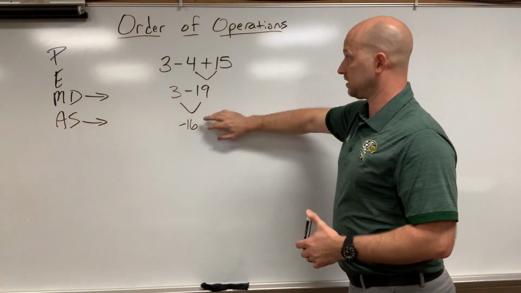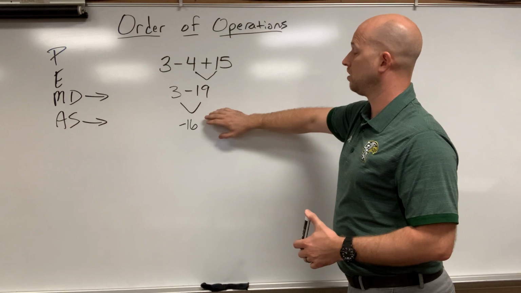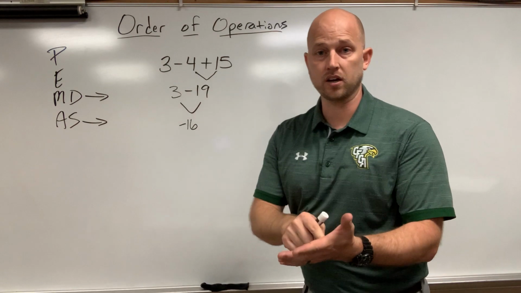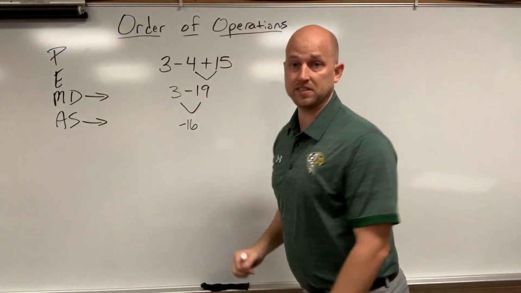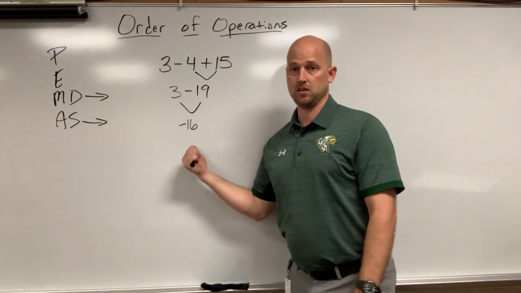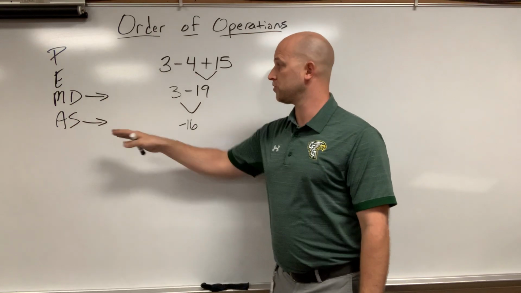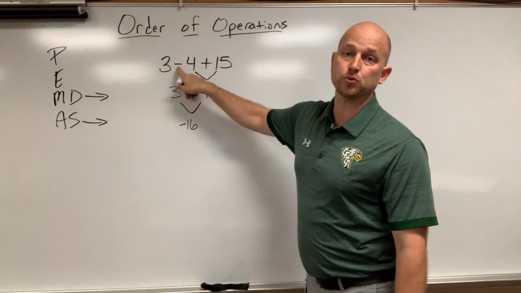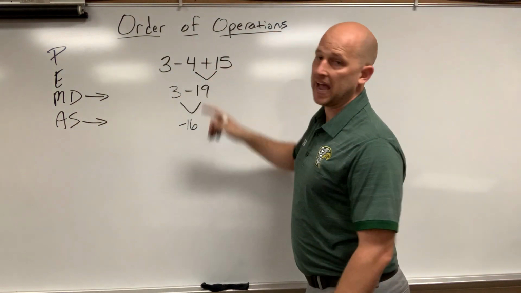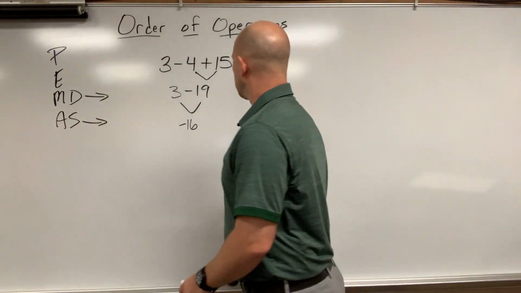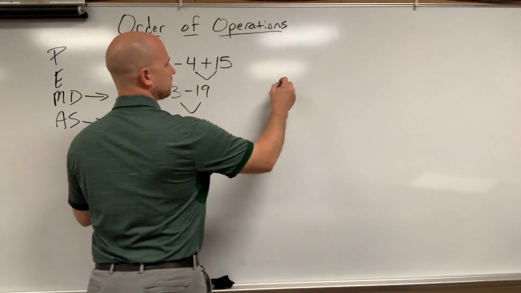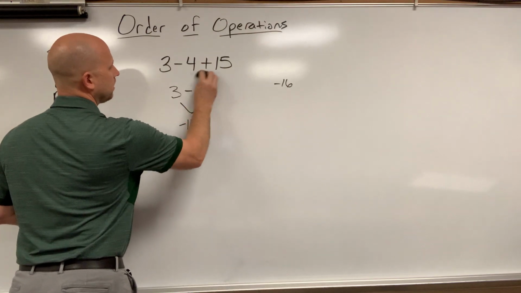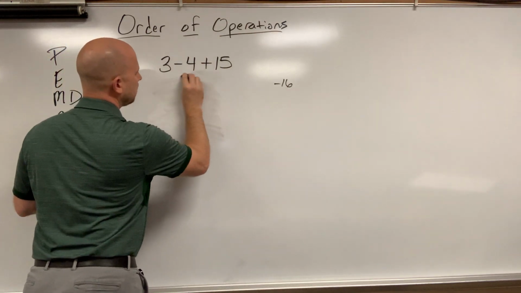Now, this is not the correct answer. Put it in a calculator, 3 minus 4 plus 15, and you're not going to get negative 16, because we didn't do it the way we're supposed to. Add and subtract, you go left to right. We should have subtracted first, and then added 15. I'm going to put this over here just to remind us: we got negative 16 that first time. Let's do it the way we're supposed to.